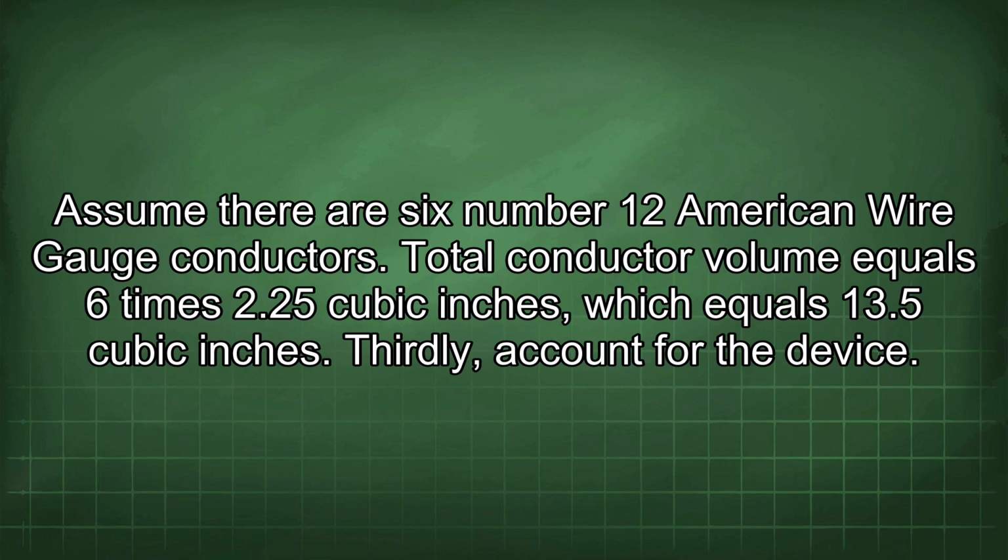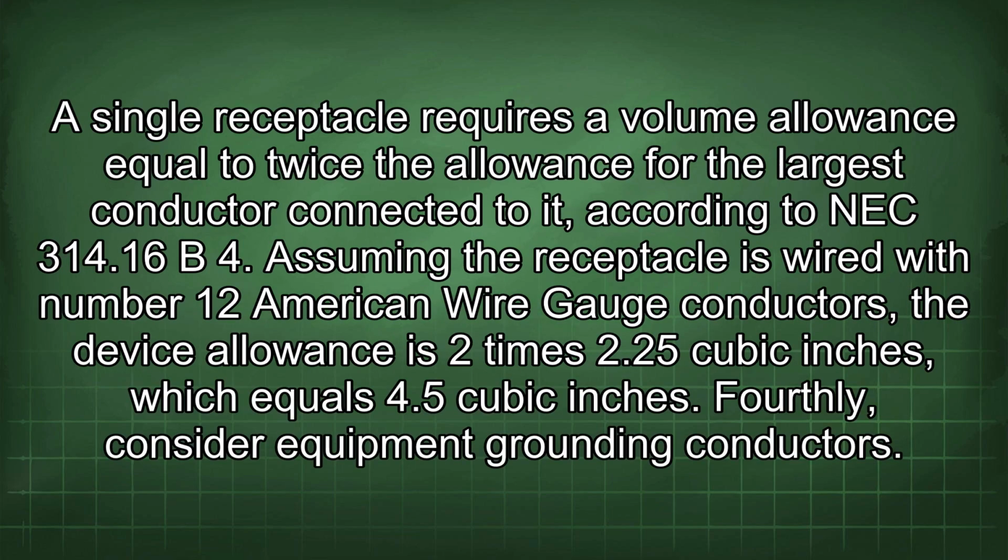Thirdly, account for the device. A single receptacle requires a volume allowance equal to twice the allowance for the largest conductor connected to it, according to NEC 314.16(B)(4). Assuming the receptacle is wired with number 12 American wire gauge conductors, the device allowance is 2 times 2.25 cubic inches, which equals 4.5 cubic inches.